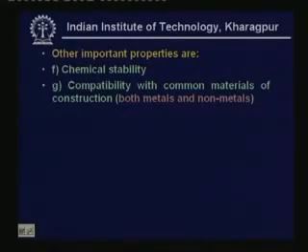The second requirement is compatibility with common materials of construction. The common materials of construction are both metals as well as non-metals. This is a very important practical requirement. The refrigerant that you use should be compatible with almost all materials of construction, such as materials used for constructing the heat exchangers, various seals used in the system, various plastics used in the system, etc. It should not react with any of these materials.